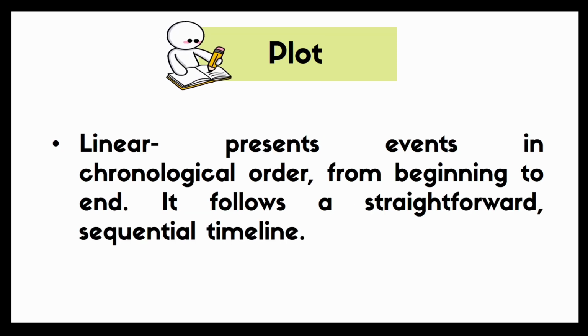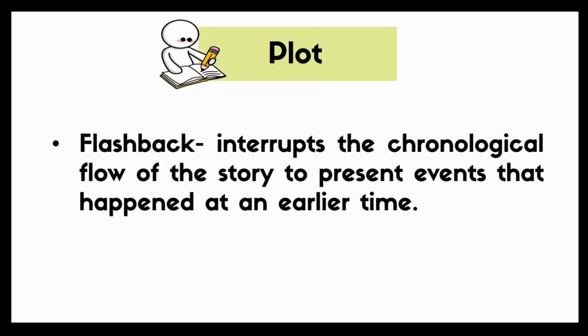Poets may use different techniques in presenting the plot in poetry, such as linear technique. This technique presents events in chronological order from beginning to end. It follows a straightforward, sequential timeline. Another technique used in presenting the plot is flashback. This interrupts the chronological flow of the story to present events that happened at an earlier time.